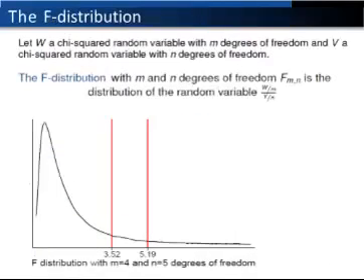The F-distribution. Let w be a chi-squared random variable with m degrees of freedom and v a chi-squared random variable with n degrees of freedom. The F-distribution with m and n degrees of freedom, F(m,n), is the distribution of the random variable w divided by m further divided by v divided by n. As you see, a graph of a one-tail test of the F-distribution with m equal to 4 and n equal to 5 degrees of freedom.